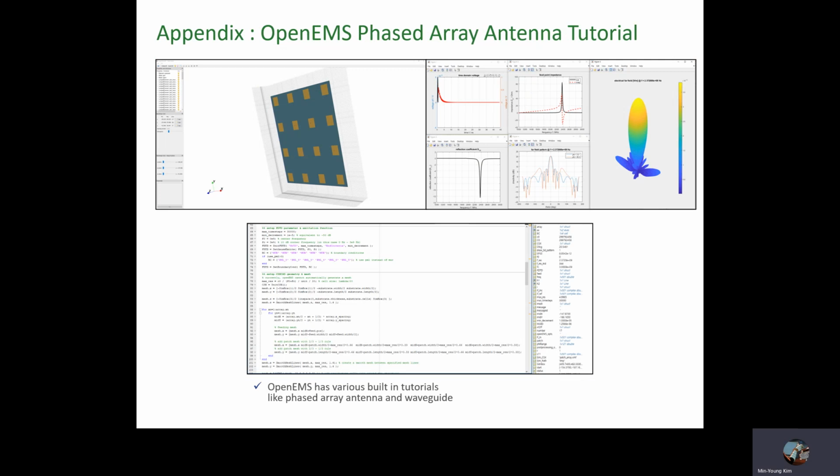This is the appendix page. openEMS has various built-in tutorials, like a phased array antenna and waveguide. We can easily use well-known textbook designs as basic templates.